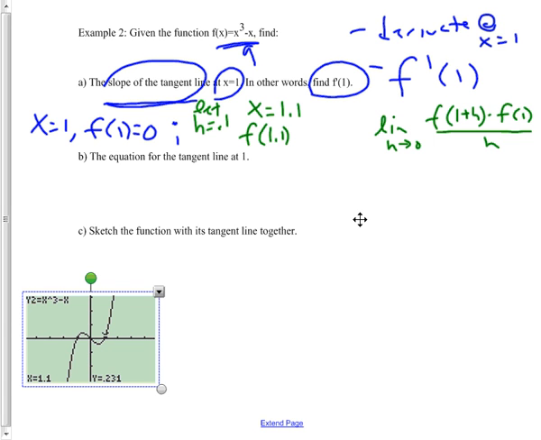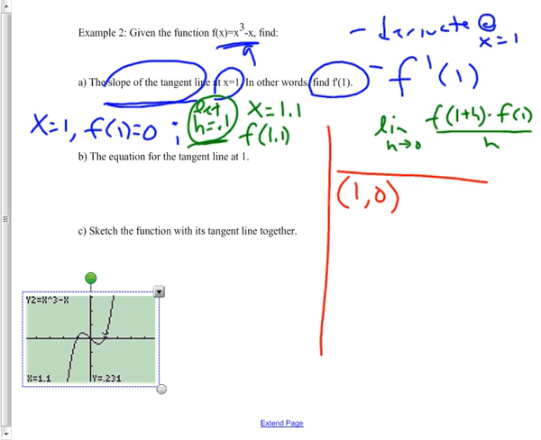So what we need to do now is find the slope of the tangent line. In order to do that, we're letting h be 0.1, a small value of h. So we get the following points. We get the point when x is 1, y is 0. And then we get the point 1.1, comma 0.231. And that's the point that we just found down there.